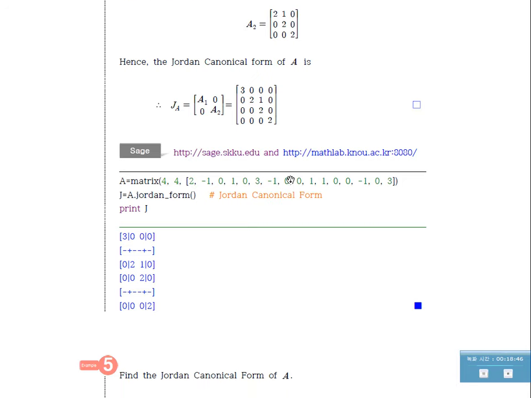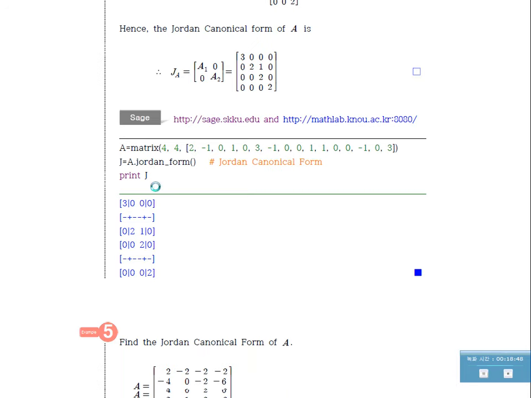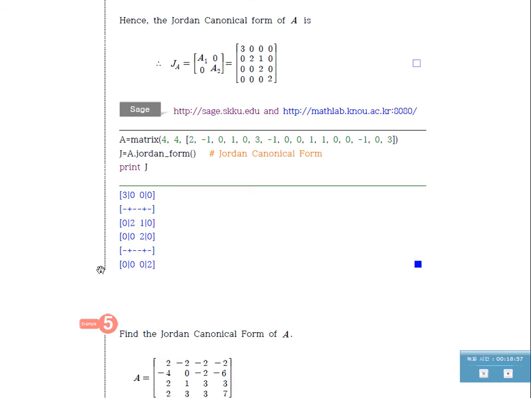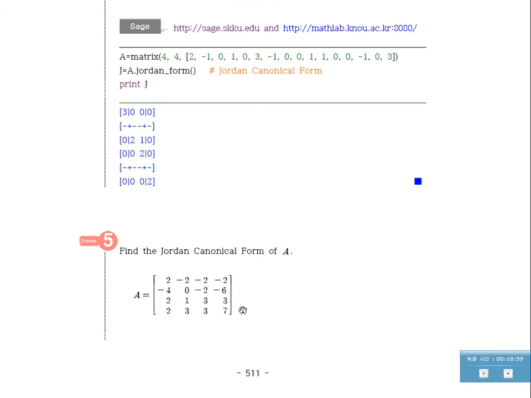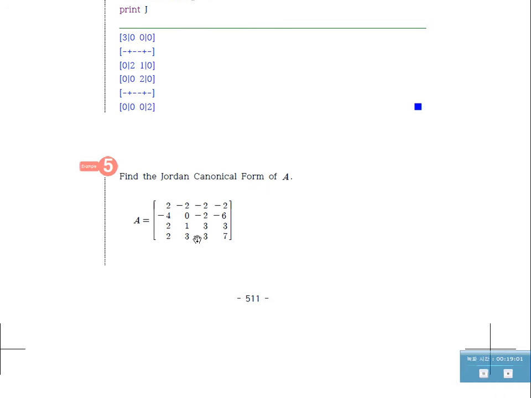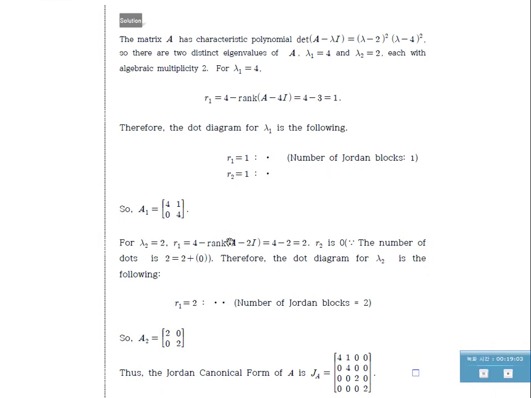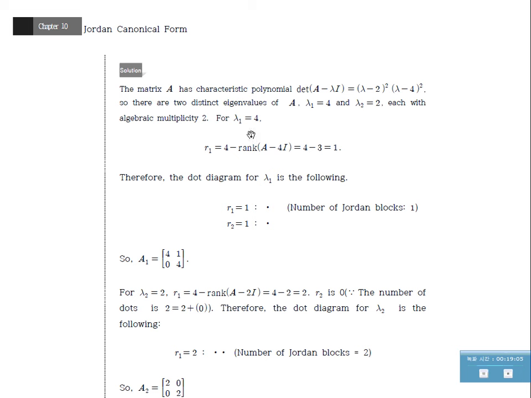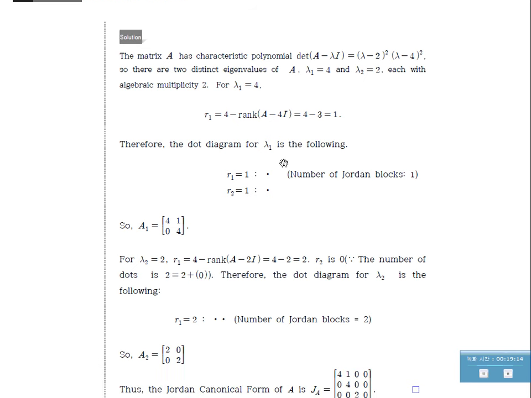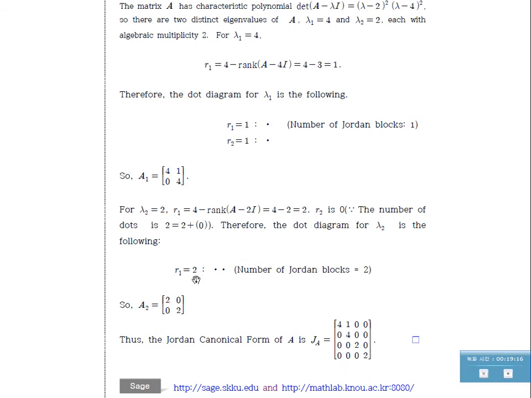This can be done by finding the Jordan canonical form. If you find the Jordan canonical form of A, then this command gives you the exact same answers, the same Jordan blocks, isn't it? Find the Jordan canonical form of A like this. Then if you find the characteristic polynomial, you have eigenvalues 2 and 4 with algebraic multiplicity 2 each. Find the dot diagrams, 1 and 1 here, like this.